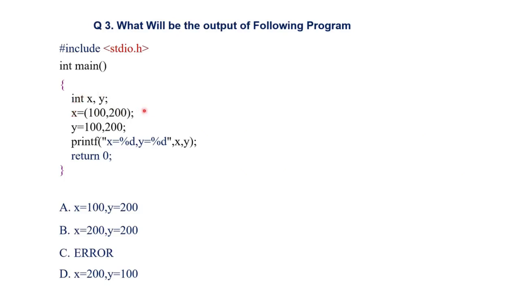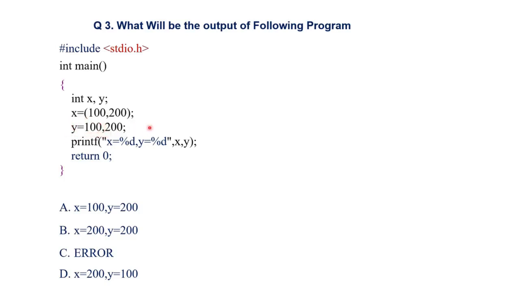So same here, consider the next statement where there are no brackets. So here y equals 100, 200. As there is no bracket here, and we know that the precedence of the equal to operator is greater than the comma operator, therefore y equals 100 will be executed first.